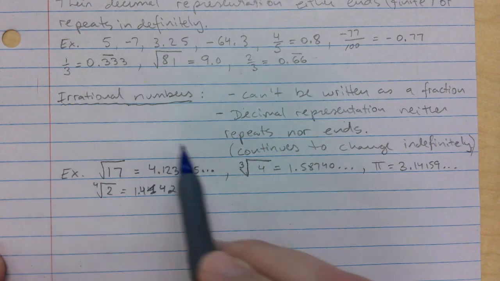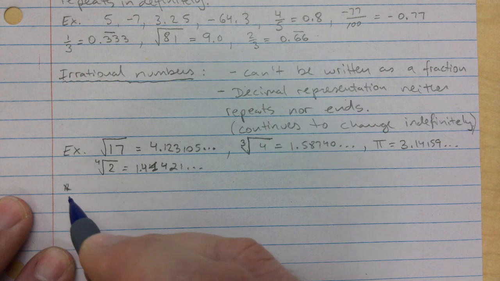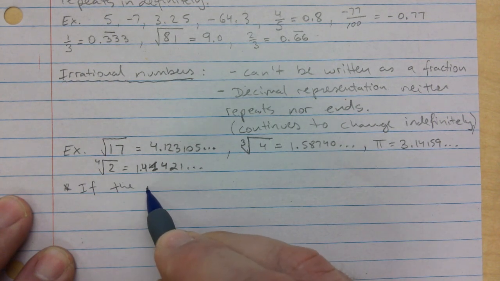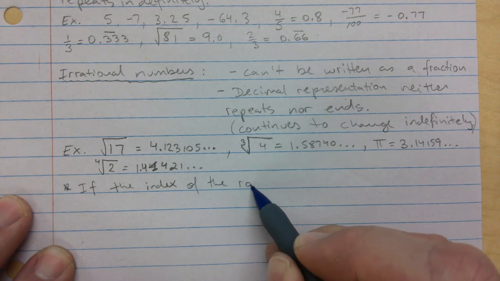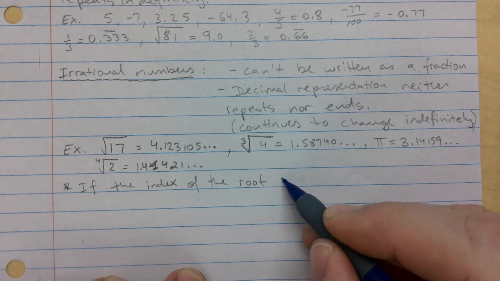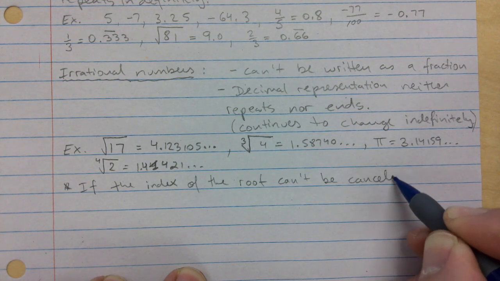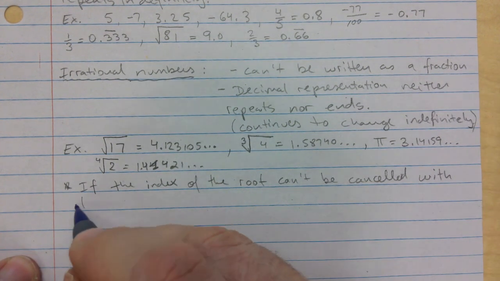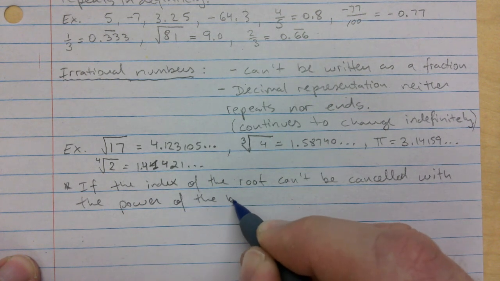So to continue this, when you have roots, right? If the index of the root can't be canceled out, can't be canceled with the power of the base, right?